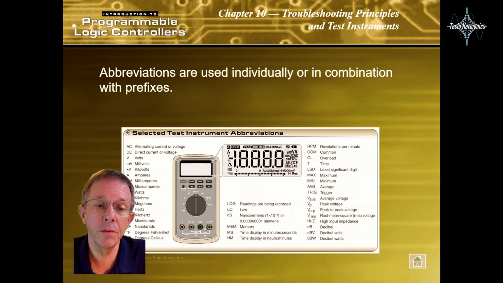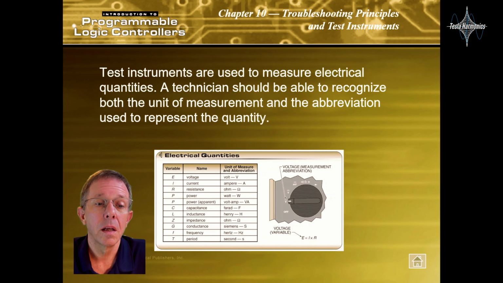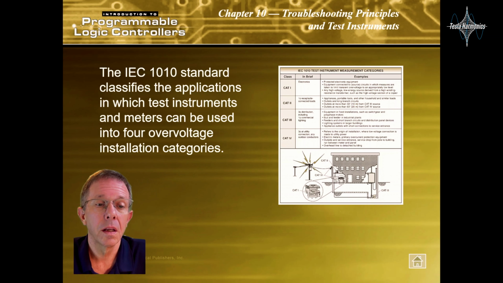Abbreviations are used individually or in combination with prefixes. Symbols provide quick recognition and interpretation regardless of the language spoken. Test instruments are used to measure electrical quantities. A technician should be able to recognize both the unit of measurement and the abbreviation used to represent the quantity. The IEC 1010 standard classifies the applications in which test instruments and meters can be used into 4 overvoltage installation categories.